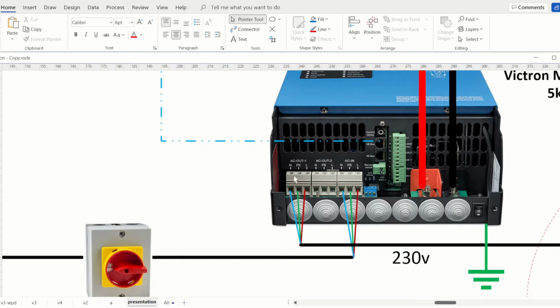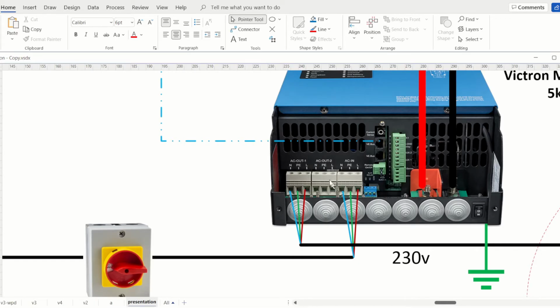AC out 1 is what's known as the protected output. This output is protected, so if you lose the grid, this output will carry on being fed from the battery until the battery is exhausted. AC out 2 is live when the grid is live, and if you lose the grid, AC output 2 will drop and cut off your loads.